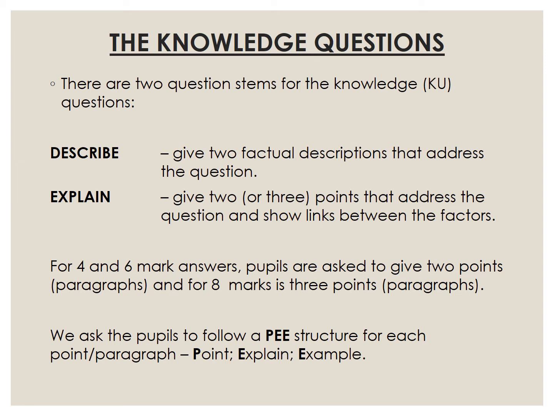For 4 and 6 mark answers, pupils are asked to give 2 points, essentially 2 paragraphs, and for 8 marks, it's 3 points or paragraphs. These are outlined in the questions. It will say describe and explain 2 reasons, or explain 3 reasons, or give 3 reasons for the answer. We ask that regardless of the question stem or type, the pupils follow a PEE structure for each point or paragraph. It's hopefully easy for them to remember, and they should be practising using this in all the questions that we're doing. They make their point, they explain it, and they give a relevant supporting example.